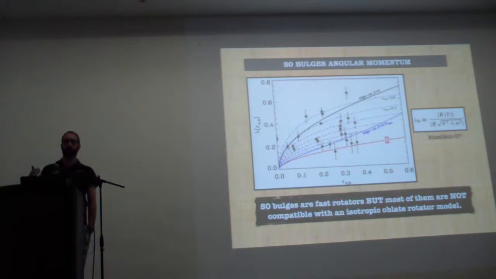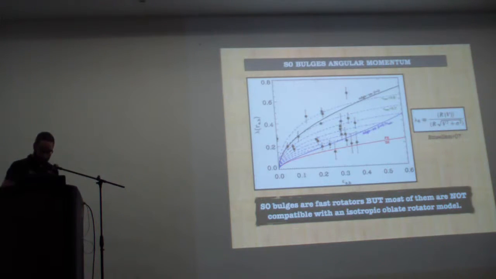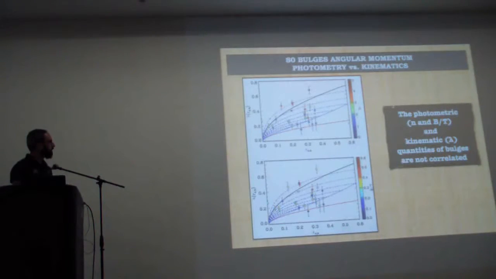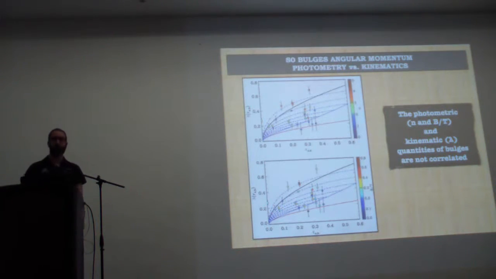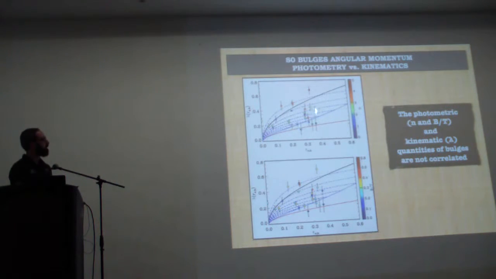What we wanted to do is to study the combined properties, the morphological, the photometric properties with the kinematics. And this is what we did in the following plot. Here we have the same lambda epsilon diagram, and the lines are the same. In this case, what we have done is to label each particular galaxy with a given photometric property. So in the upper panel, we have the Sérsic index. Blue is lower Sérsic index, red is high, and the same for the bulge to total luminosity ratio. And immediately from this plot, what you can see is that there is no obvious correlation between the photometry and the kinematics. There is no obvious correlation between the position in this diagram and the colors.